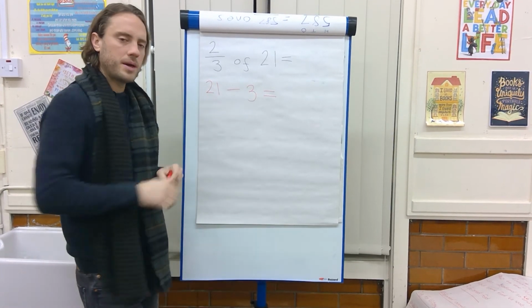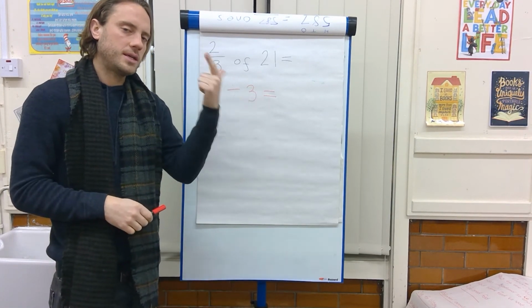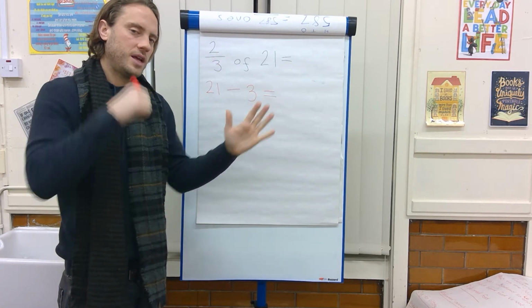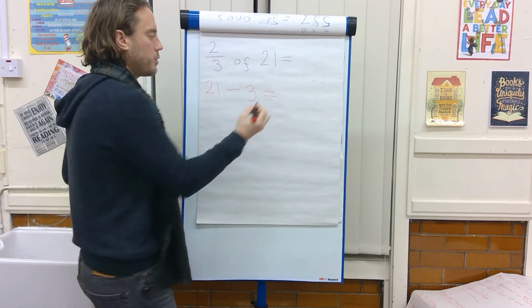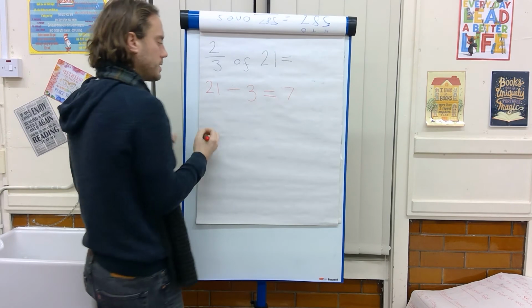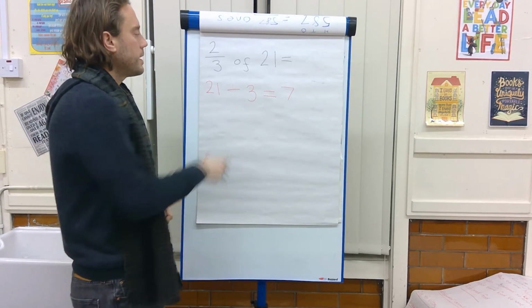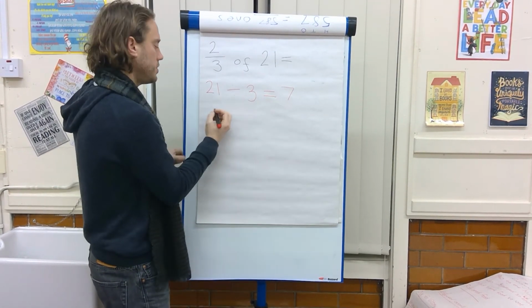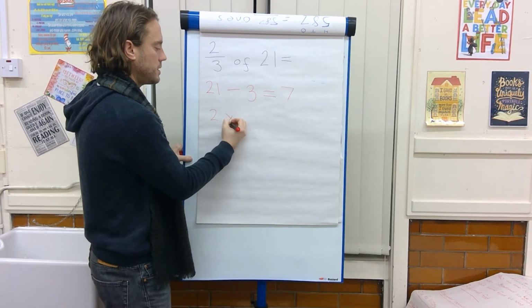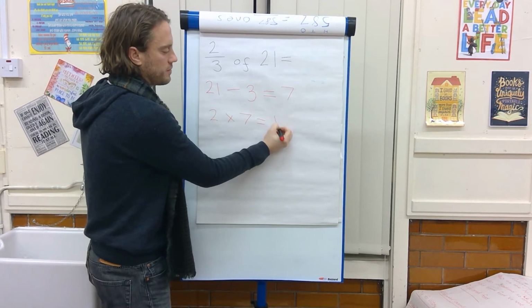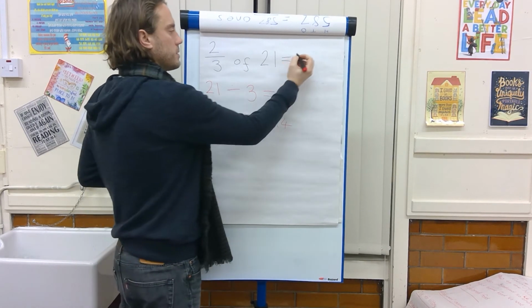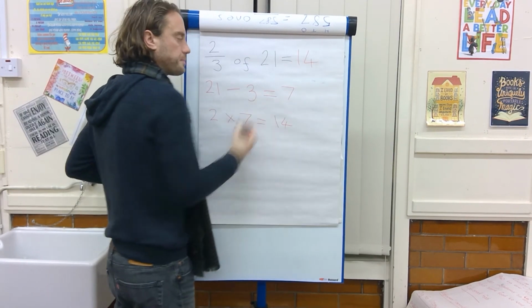How many 3s make up 21? 3, 6, 9, 12, 15, 18, 21. There would be 7 in each group. 7, 7 and 7. You want 2 groups, so 2 of the 7s. 2 times 7 equals 14. So your answer would be 14.